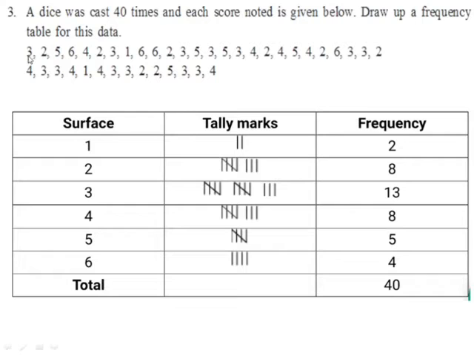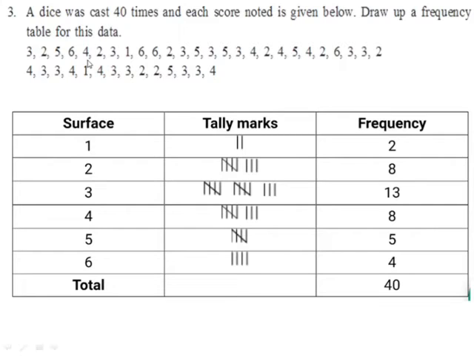Now here 3 is the first score, so we will make one tally mark for 3. Then the next score is 2, make one tally mark for 2 in front of 2 in the column of tally marks. Then the next score is 5, so make one tally mark for 5 in the second column of tally marks. Then the next score is 6, make one tally mark for 6 in front of 6 in the column of tally marks.